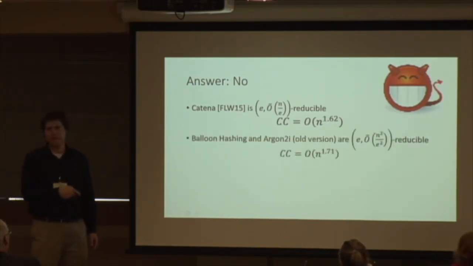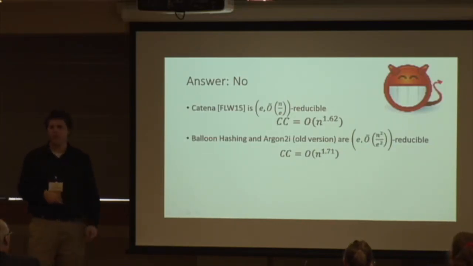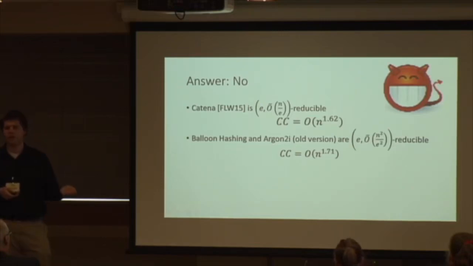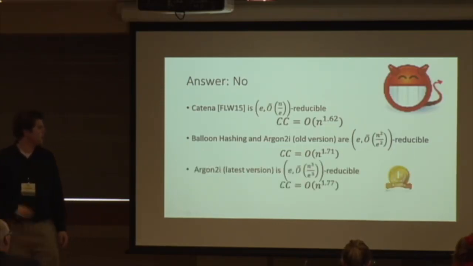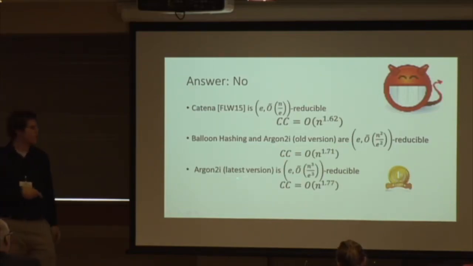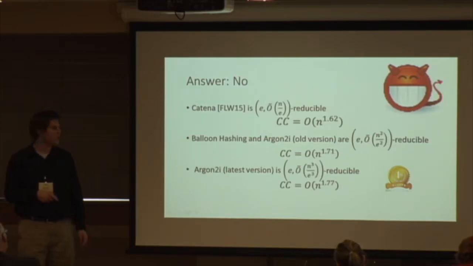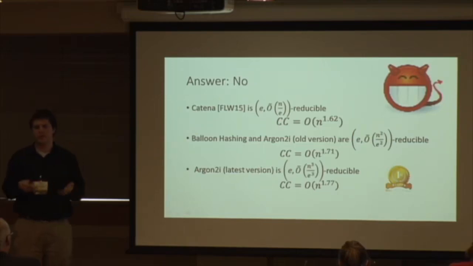Similarly, balloon hashing and the older version of Argon 2i do a little bit better, but the cost is still n to the 1.71, which is still much smaller than n squared, the cost that we were hoping to achieve. And finally, the latest version of Argon 2i is also depth reducible. It's a little bit better than the old version, but we can still get an attack with complexity n to the 1.77. Again, much smaller than n squared, the quadratic bound that we were hoping for.